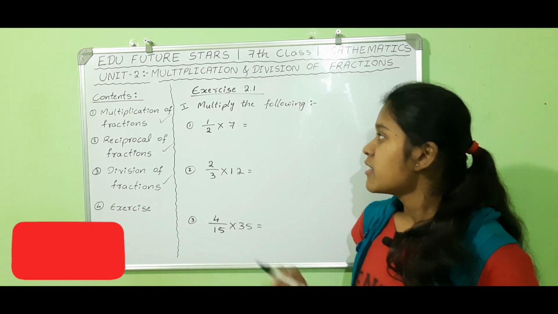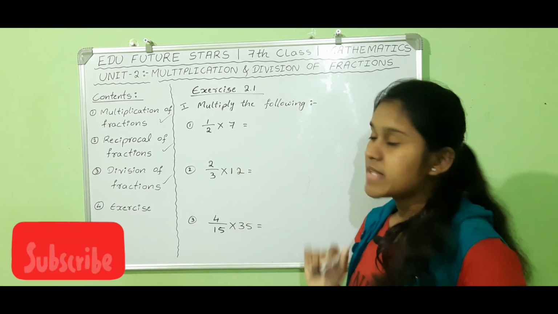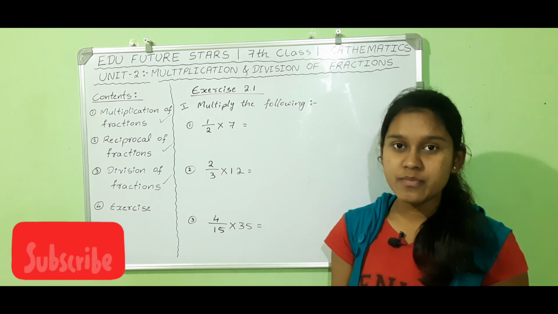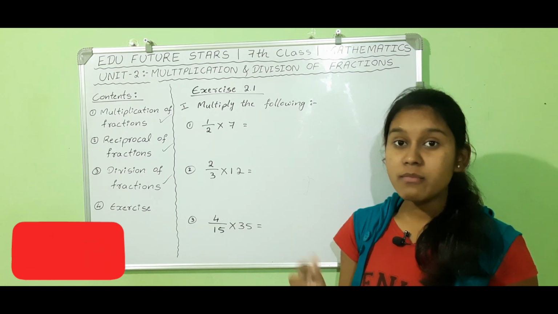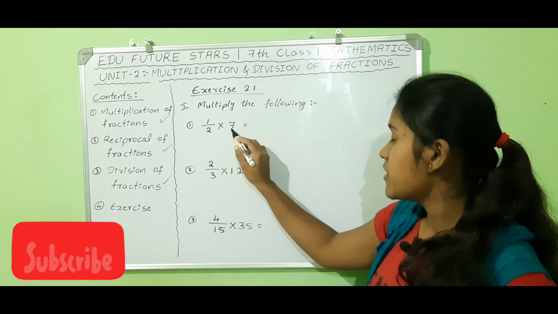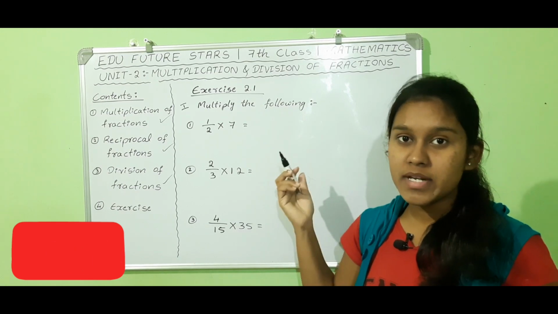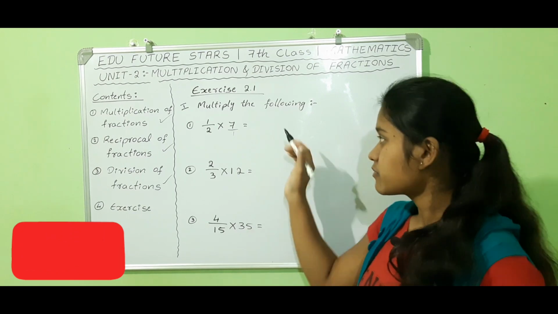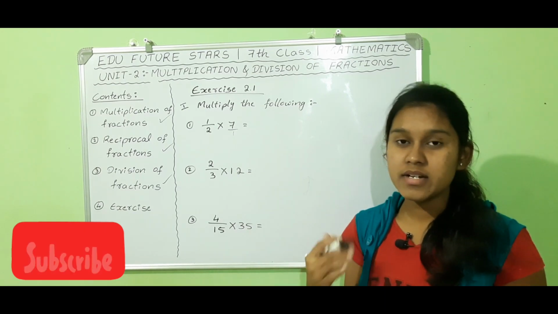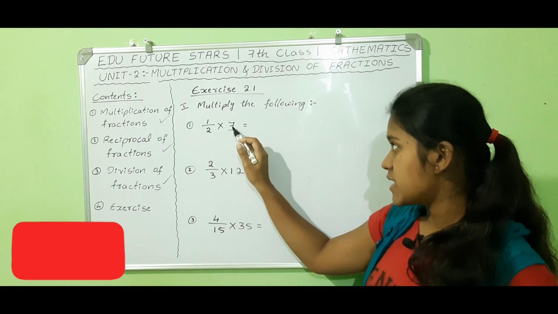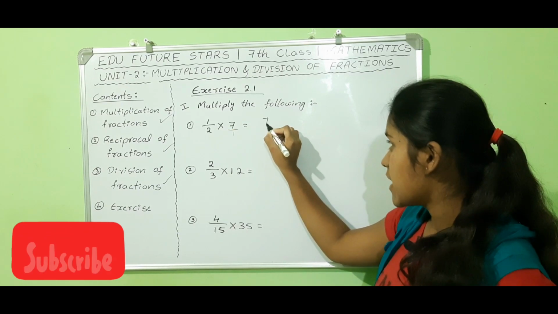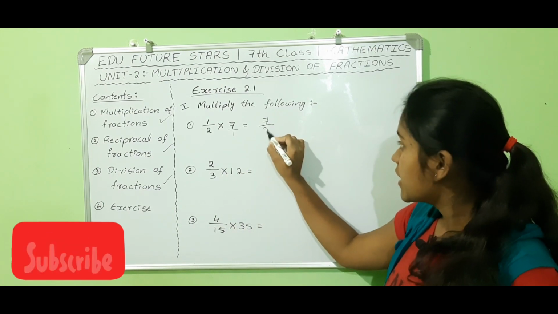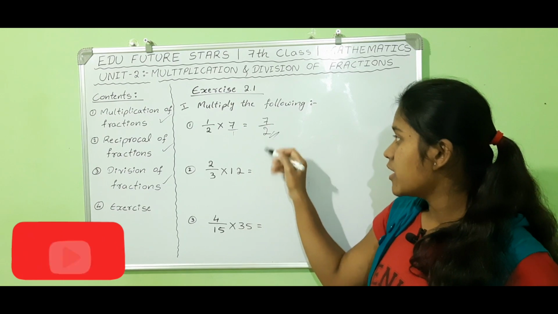So let's see, 1 by 2 into 7 we have. Do we have any cancelling term? No, right? We don't have any cancelling term. So what we have to do? We have to multiply, right? So here 7 is multiplied with 1 because 7 is in the numerator. Nothing is there means 1 is there, right? So that is assumption. 7 by 1 is what? It is 7 only, right? So we are going to multiply 7 with 1. We will get 7 in the numerator and 2 into 1, what we will get? 2 is in the denominator, right? So this is the result.